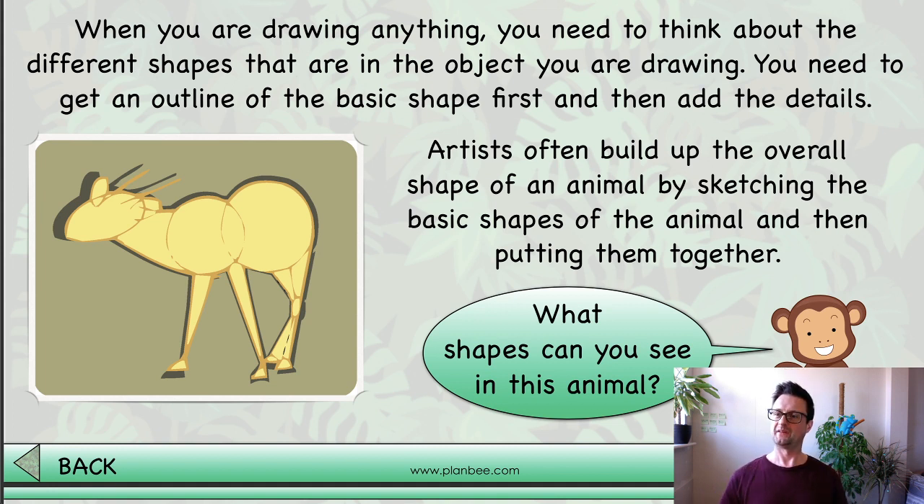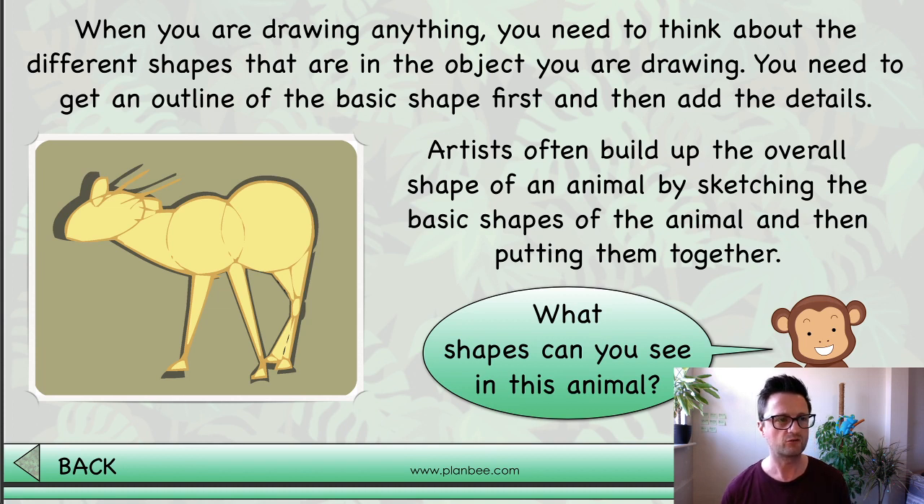Now, what brilliant suggestions, everybody. Well done. When you're drawing anything, you need to think about the different shapes that are in the object you're drawing. You need to get an outline of the basic shape first, and then add the details. Artists often build up the overall shape of an animal by sketching the basic shapes of the animal and then putting them together. And I think this might be the technique that we'll try today.